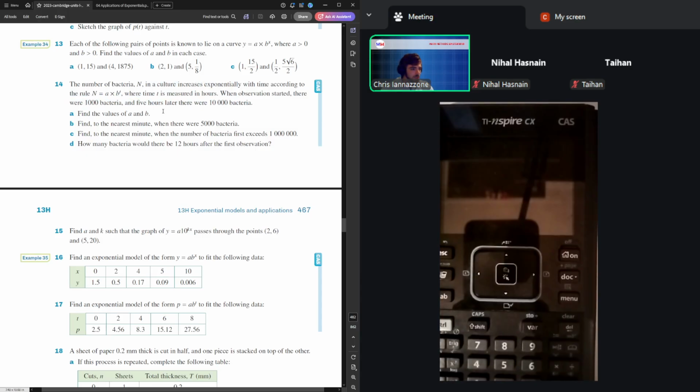Let's see how that's going to work. Number of bacteria increases exponentially. When observation started, 1,000 bacteria. 5 hours later, 10,000 bacteria. So realistically, it is just a repeat of question 13a here. It's just a worded version of these points. You can think of this as time t equals 1 and bacteria equals 15. Time t equals 4, bacteria 1875. So again, just a repeat of that. Once you have the rule, the rest of these should be fine, I think.